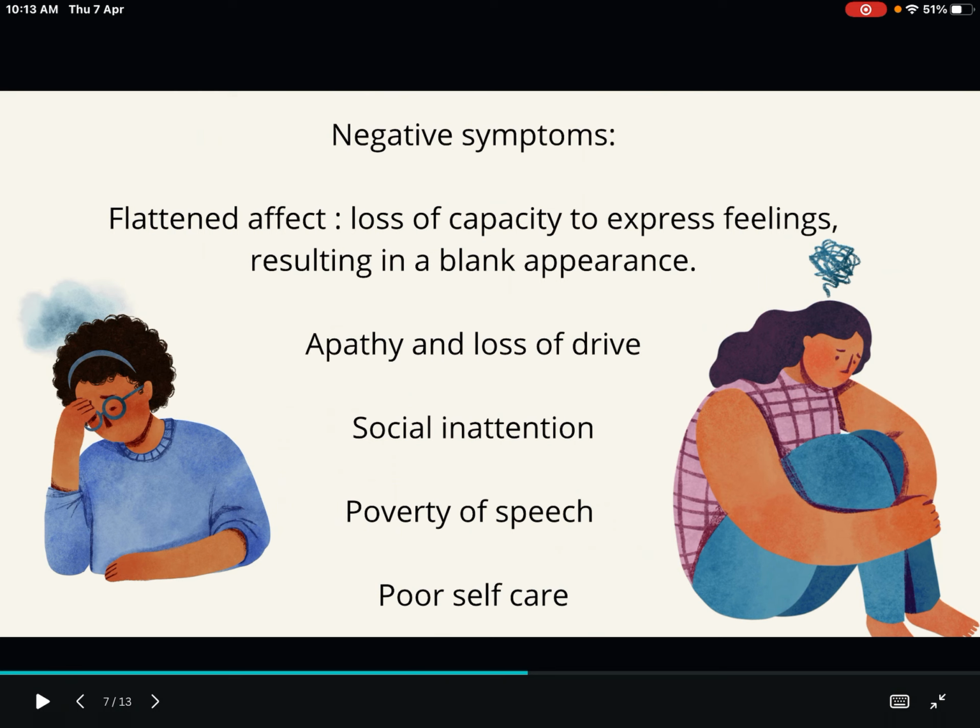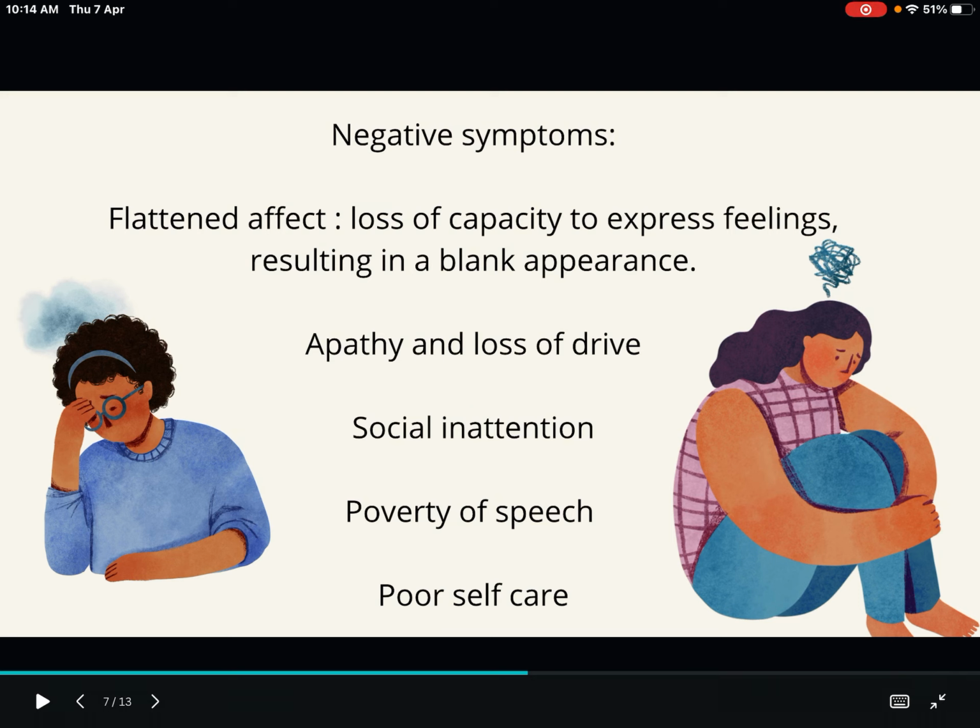So let's see what are the negative symptoms. Negative symptoms include flattened affect, that is the loss of capacity to express one's feelings, resulting in a blank appearance, and apathy and loss of drive, social inattention, poverty of speech, poor self-care, etc. So there are many symptoms in negative symptoms. Positive symptoms are only 4: A, B, C, D.